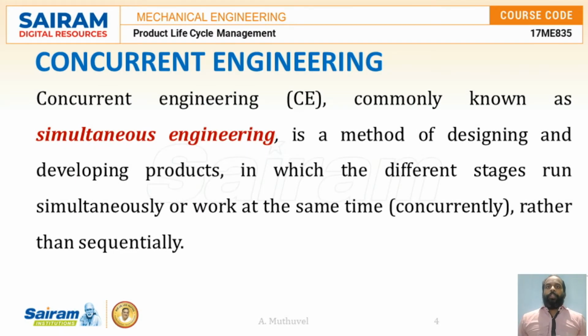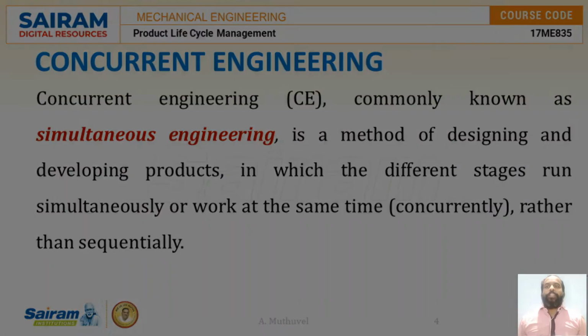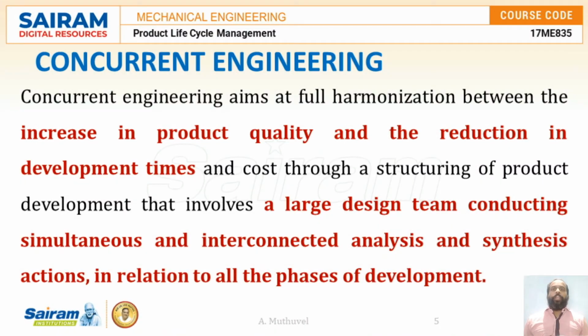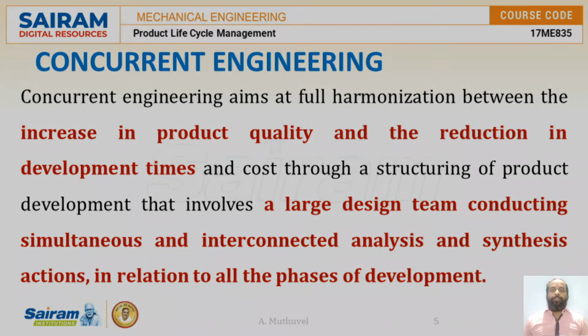Concurrent engineering is commonly known as simultaneous engineering. It's a method of designing and developing products in which the different stages run simultaneously, or work at the same time concurrently, rather than sequentially. Concurrent engineering aims at a full harmonization between the increase in product quality and reduction in development times, through a structuring of product development that involves a large design team conducting simultaneous and interconnected analysis and synthesis action in relation to all phases of development.